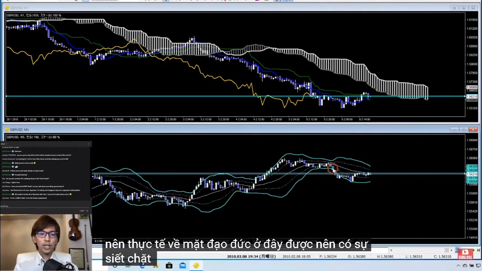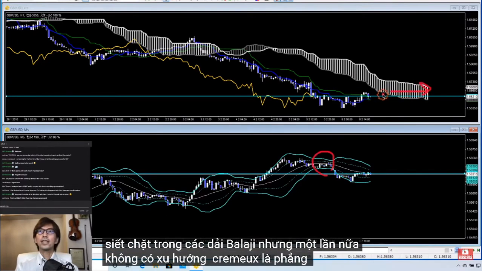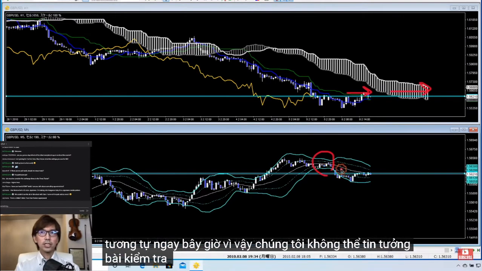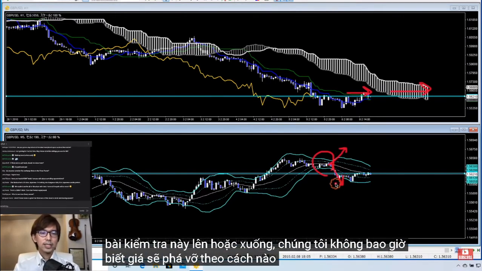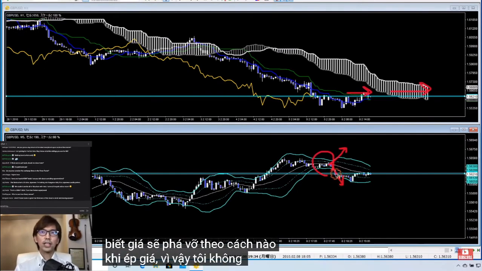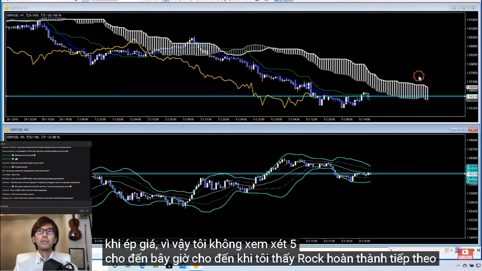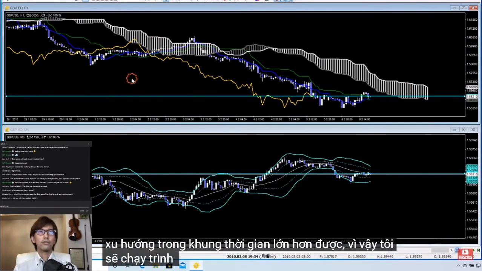Okay, so there is a squeeze in Bollinger Bands, but again, there is no trend. Kumo is flat, Kijun Sen flat right now, so we cannot trust this squeeze to up or down. We never know which way the price is gonna break at the squeeze. So I don't look at the 5 as of now until I see the next downward uptrend in the bigger time frame. Okay, so I will run the tester based on 1 hour chart now.